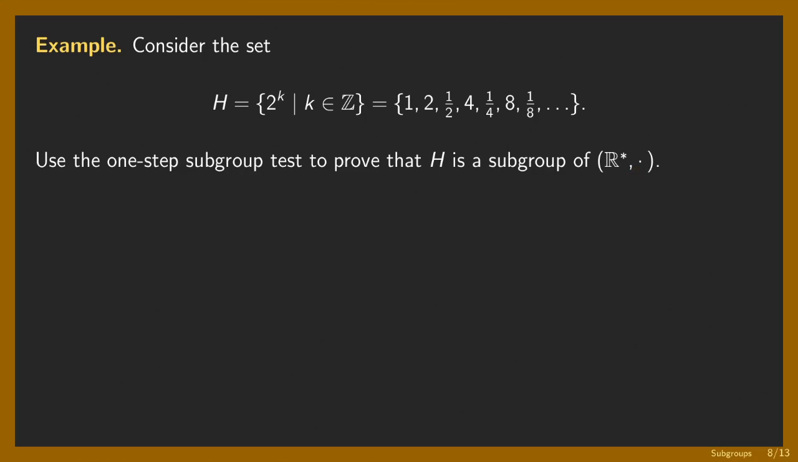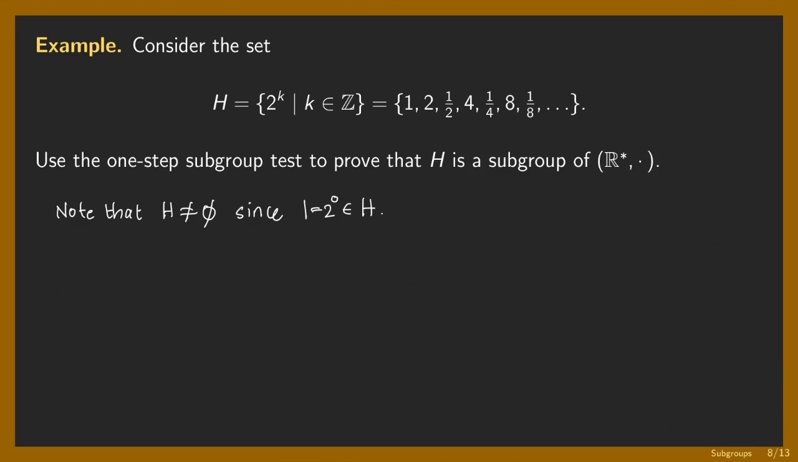So first of all, note that H is non-empty. This is clear since, first of all, the 1 is in H, because this is 2 to the 0. Right? It's the 2 to the 0, so it's in H by default. So therefore, H is not empty.